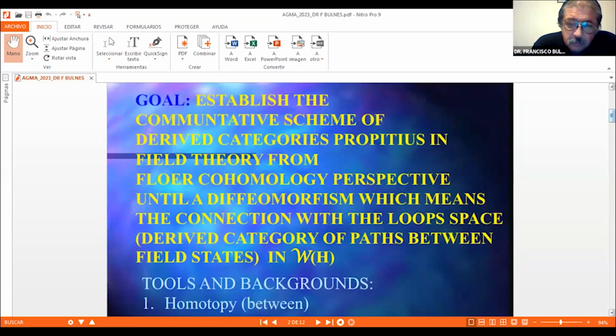Well, the principal goal of my research and this presentation is to obtain the commutative scheme of derived categories propitious in the field theory, using the Floer cohomology perspective, and to construct the many diffeomorphisms usable to obtain the principal diffeomorphism through homotopy theory, and construct the Fukaya category. This Fukaya category is more important in this study because the manifold contains all correspondences in the states, energy states, for example, and other quantum phenomena.